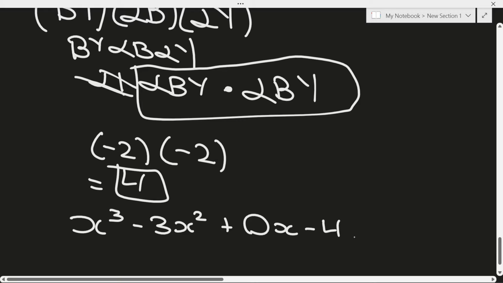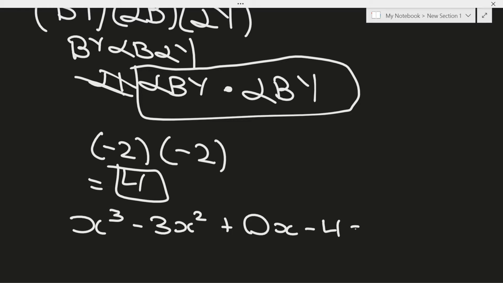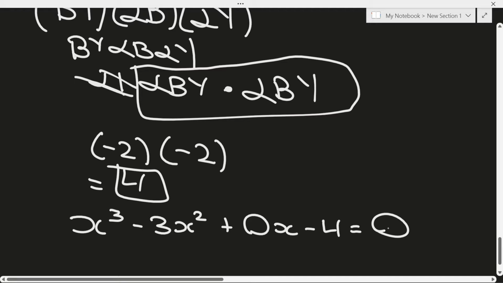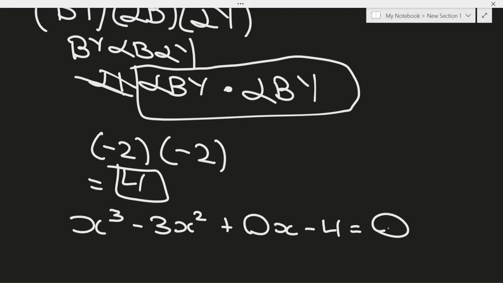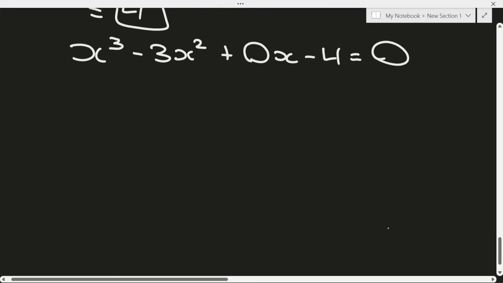Here's something that you really need to take into consideration. You must always equate this to 0. If you don't equate it to 0, it's not going to be an equation. It's going to be an expression, and you'll possibly lose marks for that. So I'd really advise that you understand that very important fact.